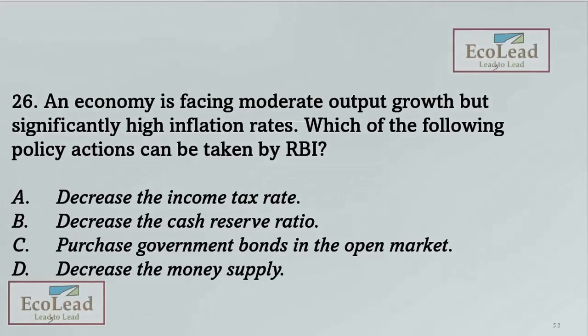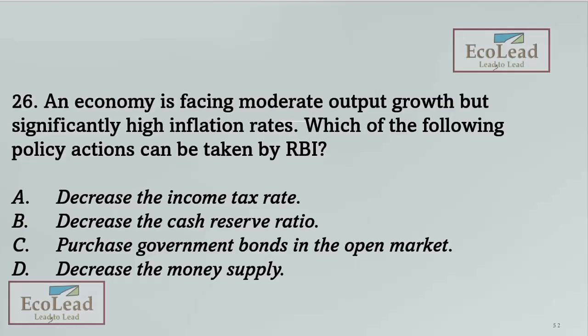An economy is facing moderate output growth, but significantly high inflation, which means the price level is increasing badly, right? So in that case, if the output is not growing at the same rate as the increase in the price level, that means people would like to get the same output at a higher price, right? So definitely the central bank should take some measure so that the money in the hands of the people will decrease. So let us check the options.